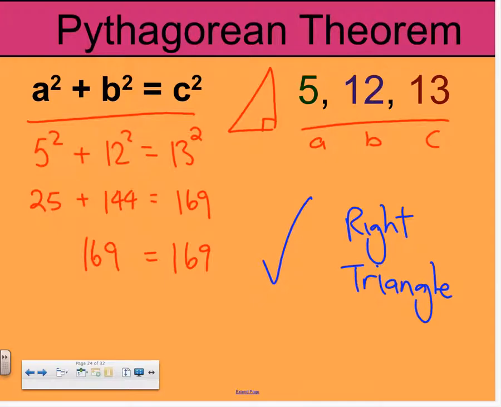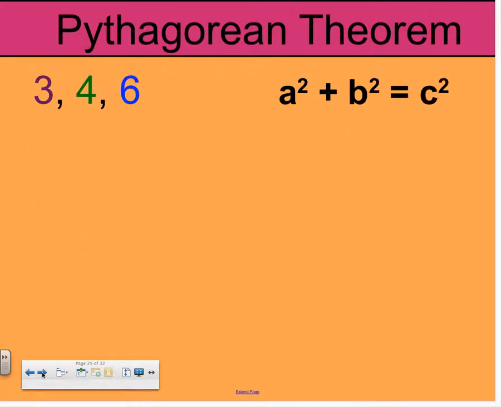Let's do one more example. Same approach. We are given sides 3, 4, and 6. We know that the longest side, 6, has to be c, the hypotenuse. The other ones we can label. It doesn't matter which way. So if I substitute these values into the equation, I have 3 squared plus 4 squared equals 6 squared.